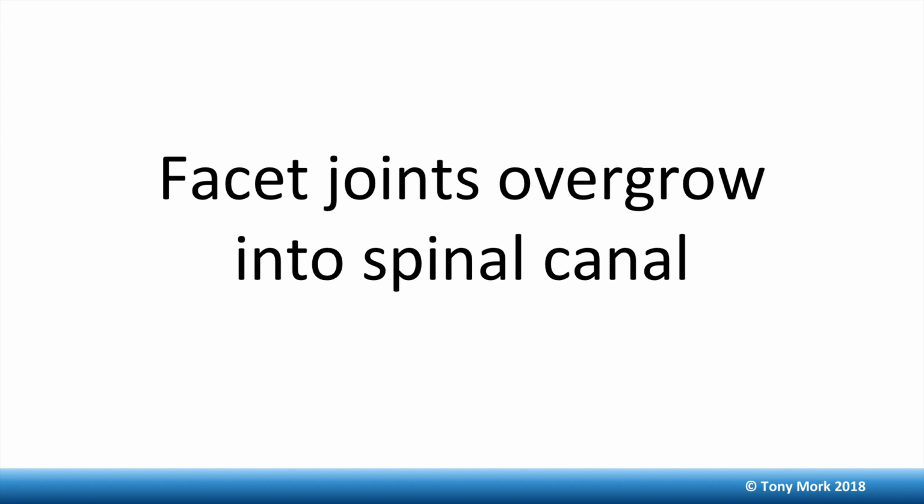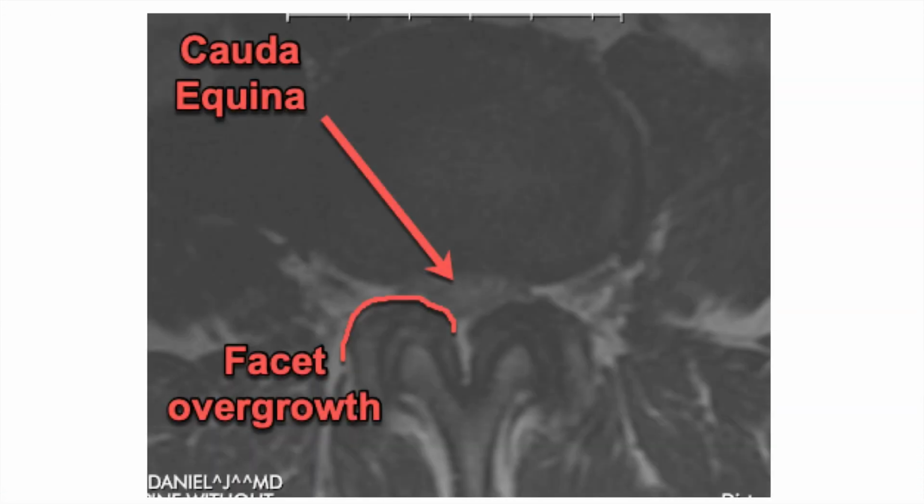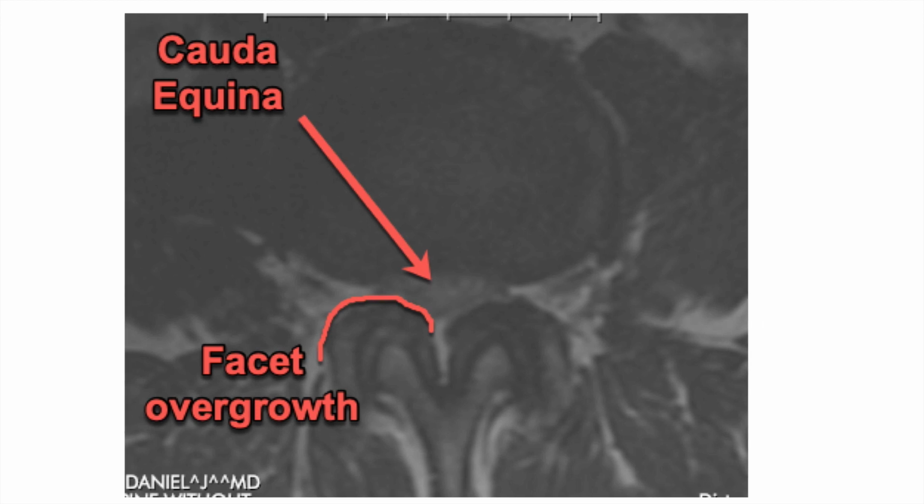However, in the spinal canal, if the facet joints overgrow, they grow into the spinal canal and compete for space with the cauda equina, the nerves there. So you can see here on the left the facet overgrowth. It's growing into the spinal canal, and it's actually trying to compress the cauda equina, or all the nerves that go to your thighs, legs, and feet.